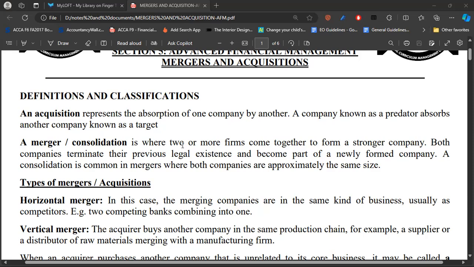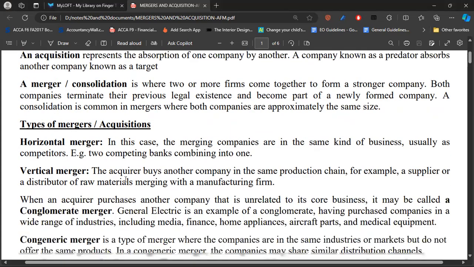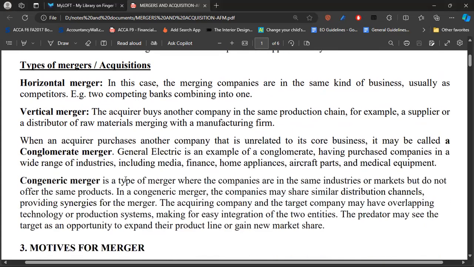We normally have types of mergers and acquisitions. We are discussing a horizontal merger, and in this case the merging companies are in the same kind of business, usually competitors. For example, two competing banks combining into one. That is why I was discussing two companies operating in the same line of business. That is what we normally call a horizontal merger.